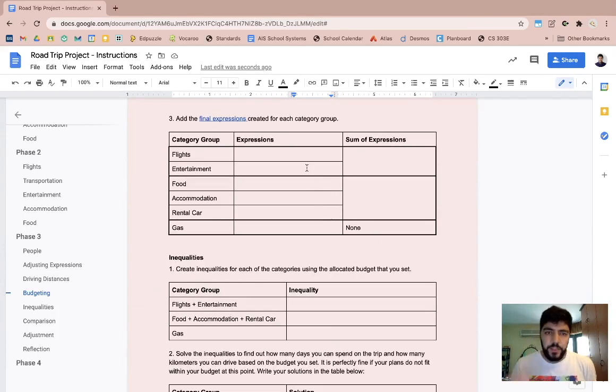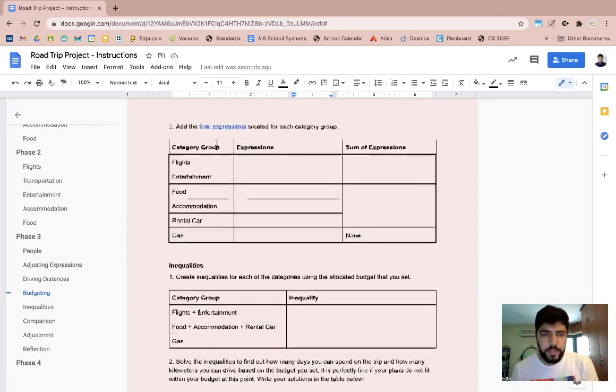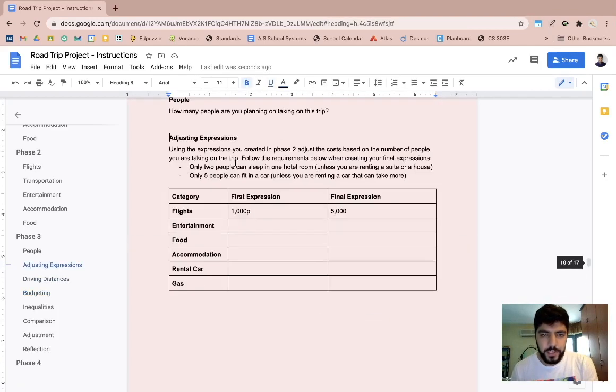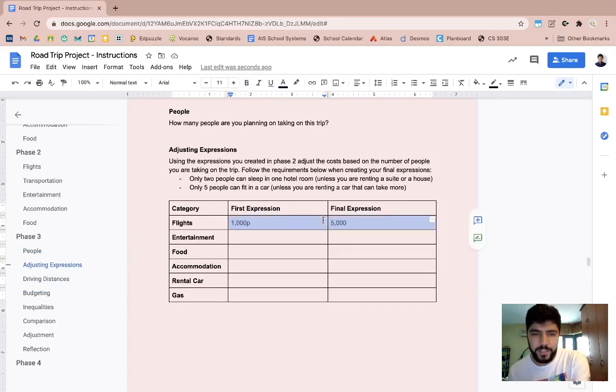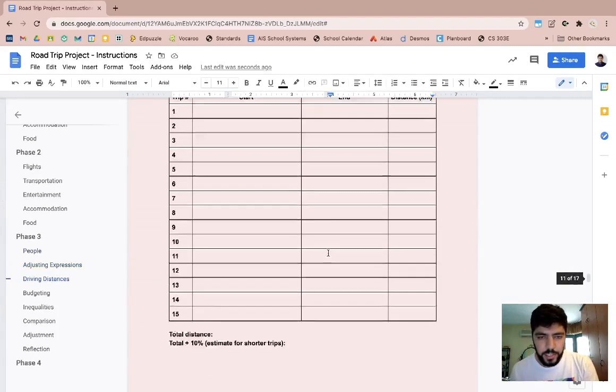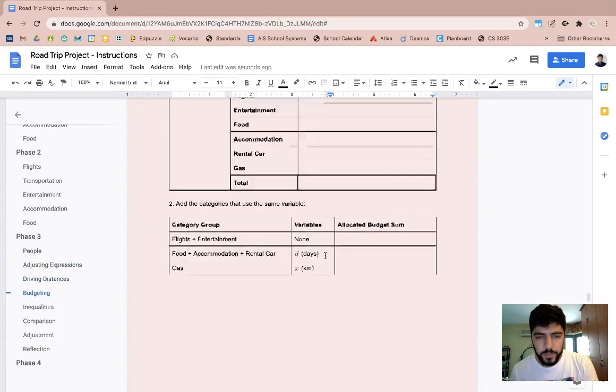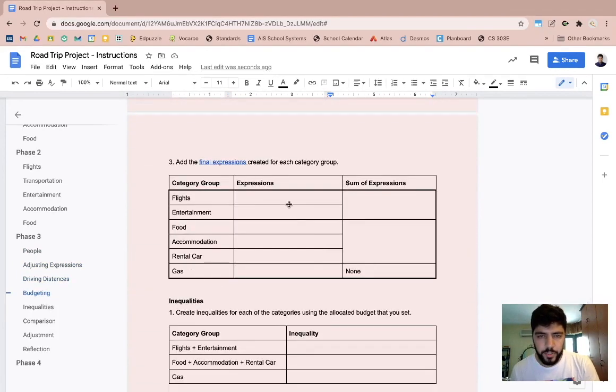Now here, you're going to use the expressions that you made earlier. So if you click this link, it should take you to the expressions you made in the second section of phase 3. You're going to copy those final expressions exactly as they are into this table down here. So flights, entertainment, food, accommodation, rental car, and then gas.